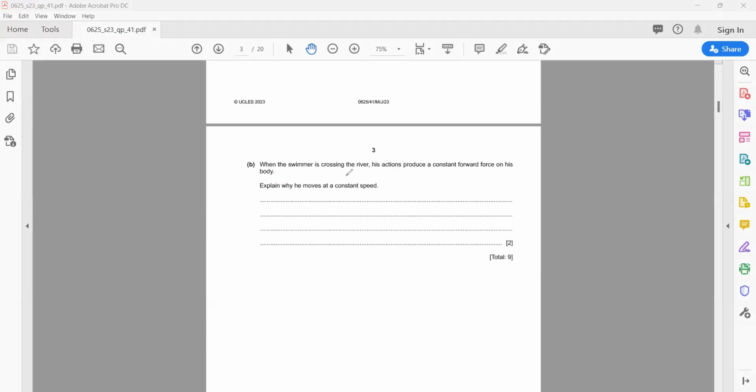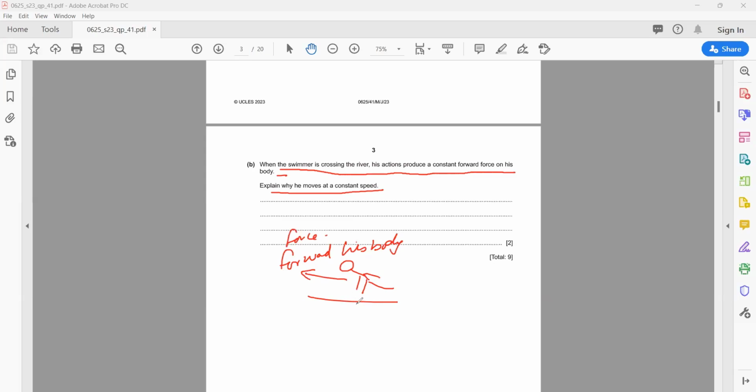Now explain that the swimmer is crossing the river. His action produces a constant forward force on his body. Explain why he moves at a constant speed. When the swimmer is swimming in a river, he is applying two forces. One force, the forward force, is applied by his body, and the opposite force, the force working against that one, is friction from water.